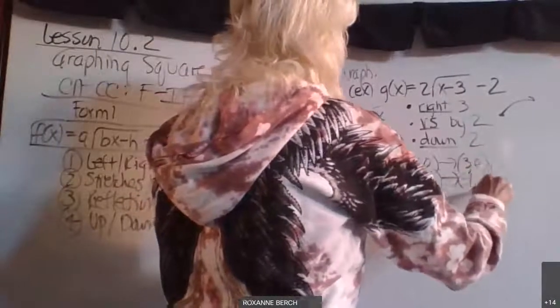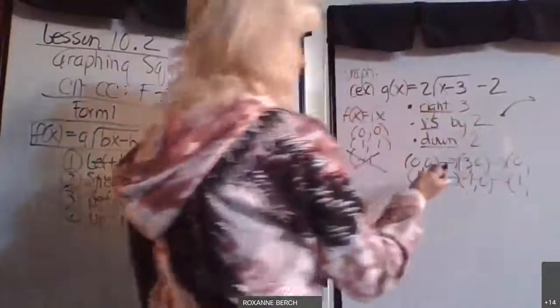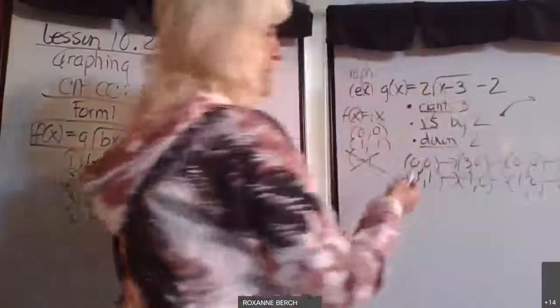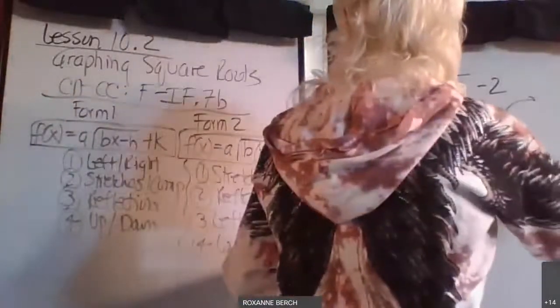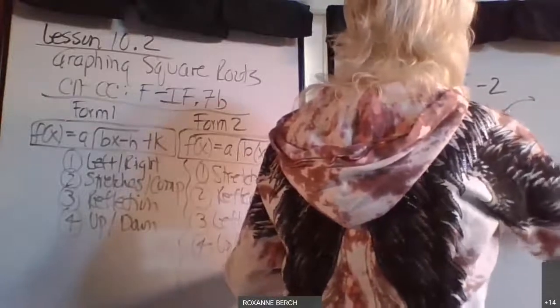So now right 3 means 3, 0. Right 3 would be 4, 0. Now, vertical stretch would be the y. So when you vertically stretch the y by 2, that's a 0. Multiply 2. And then you have down 2. So the x's stay the same, and down 2 would be a negative 2, and down 2 would be 0.